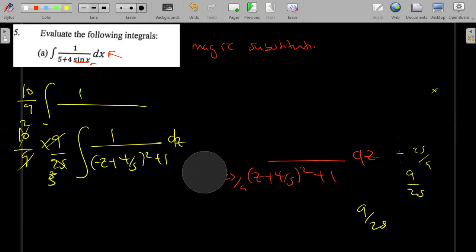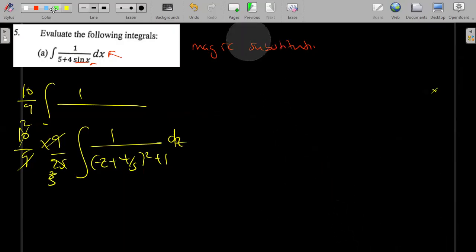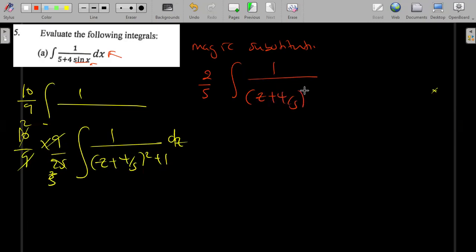Okay, so from here, what are we going to do? Since that's what remained, this is going to be the integral of, so we said 2 over 5, then of course we remain with 1 over z plus 4 over 5 squared plus 1. So this is what we have. Now from here, you see that you have this plus 1, and we want to write that in terms of u, such that we are able to get a tan.